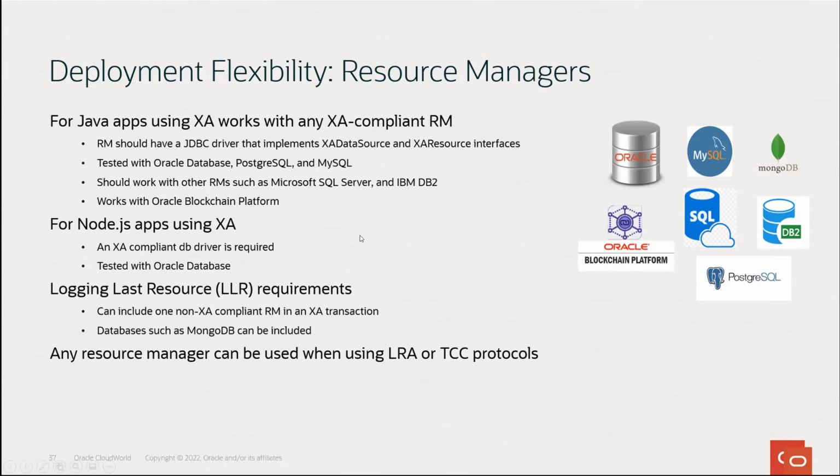Something else, as mentioned before, about this logging last resource. This allows you to include one non-XA resource manager in your XA transaction. So you can use things like MongoDB or other systems where you might not be able to include them in a normal XA transaction without this support. For the long-running actions and try, confirm, cancel protocols, pretty much any resource manager can be used because the transaction coordinator doesn't even know about the resource managers in those cases.